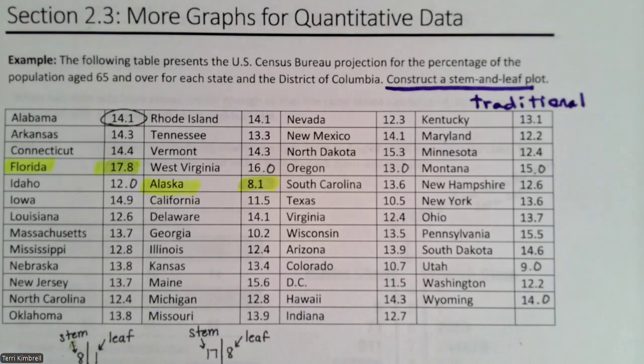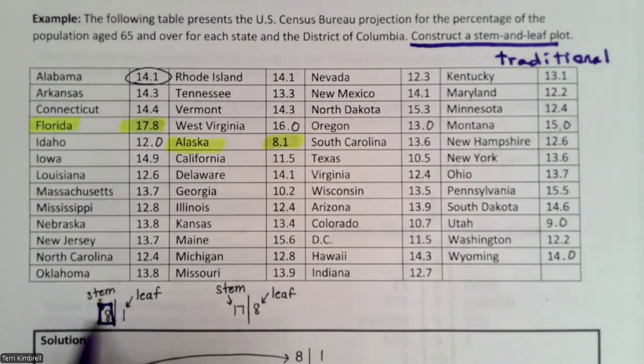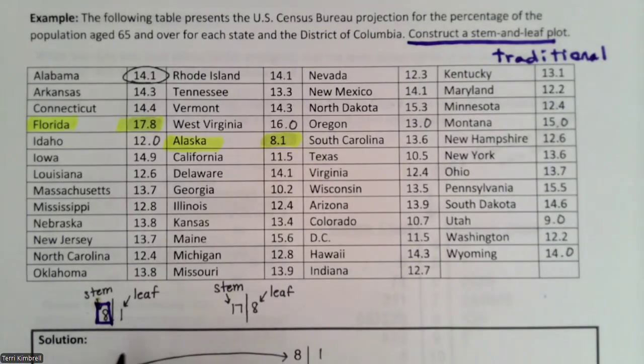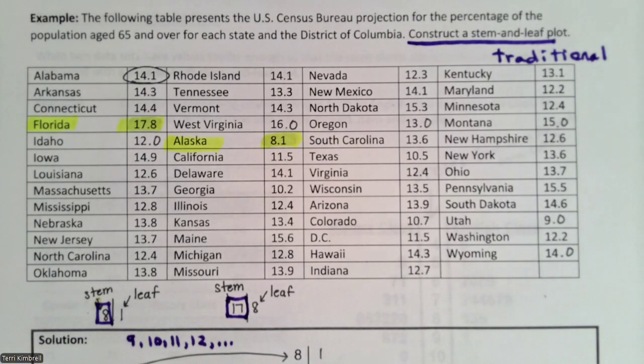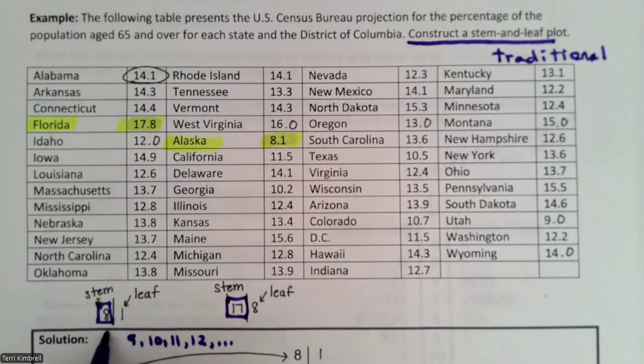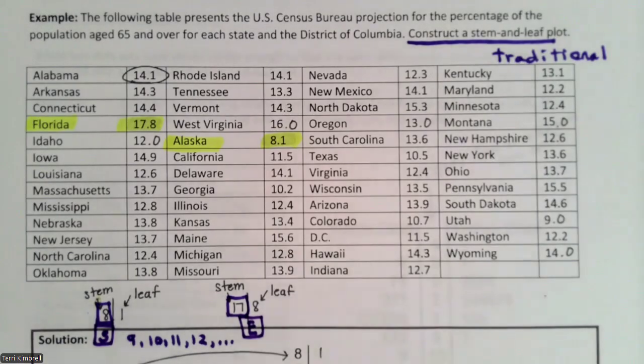Okay. So when we think about our stem and leaf and we have our lowest number of 8.1, we're going to start that stem at 8. And we're going to go 9, 10, 11. So we're going to keep doing these stems, 12, dot, dot, dot, all the way till we get to 17. So it has to be in order, nothing skipped. So you start at 8. That's where you're going to start. And you're going to end at 17.